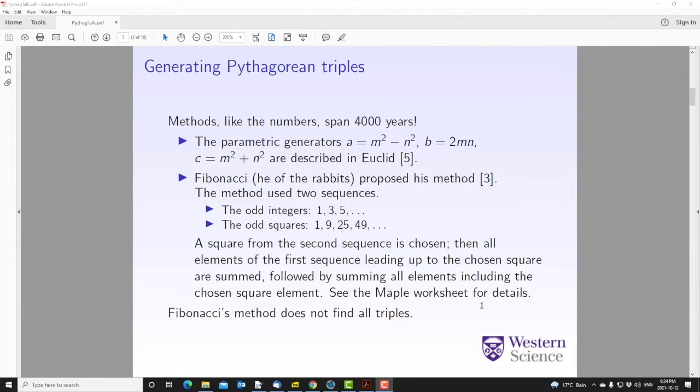We return to our main presentation. I comment here, Fibonacci's method does not find all triples. In particular, once you have chosen the first element, you are locked into a particular triple. So for example, there are 2 triples that start with 15, and Fibonacci's method clearly will only get one of them.